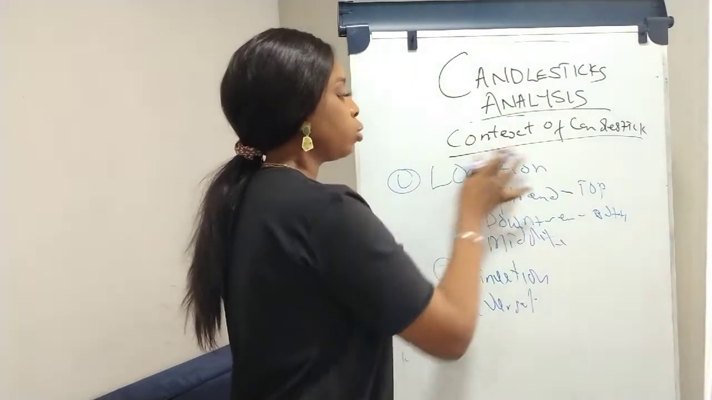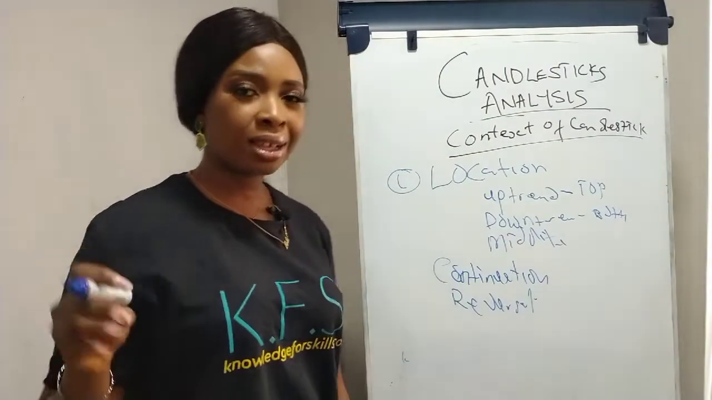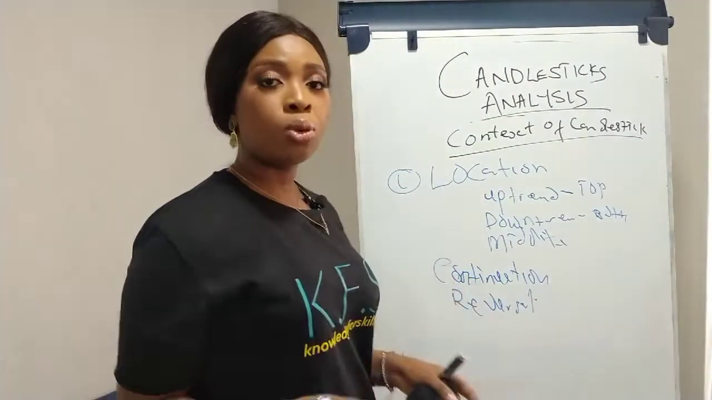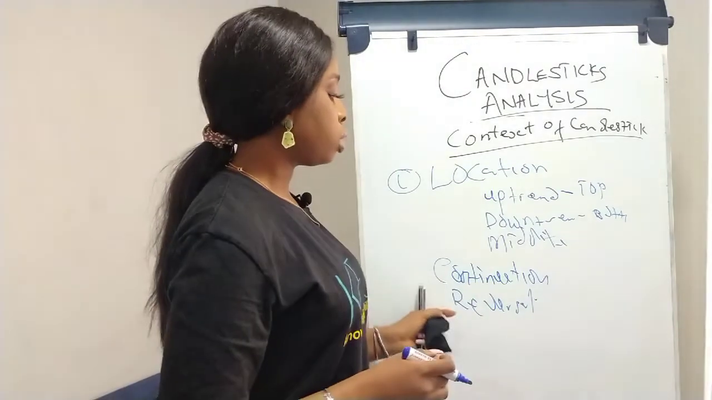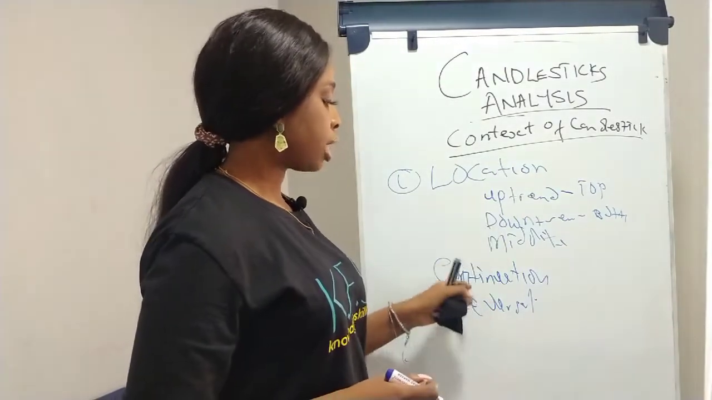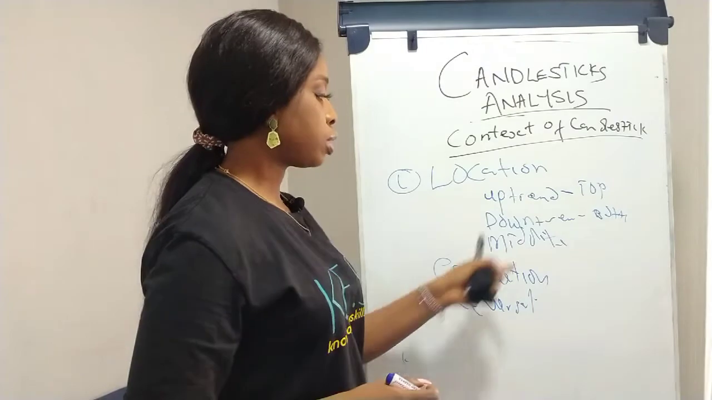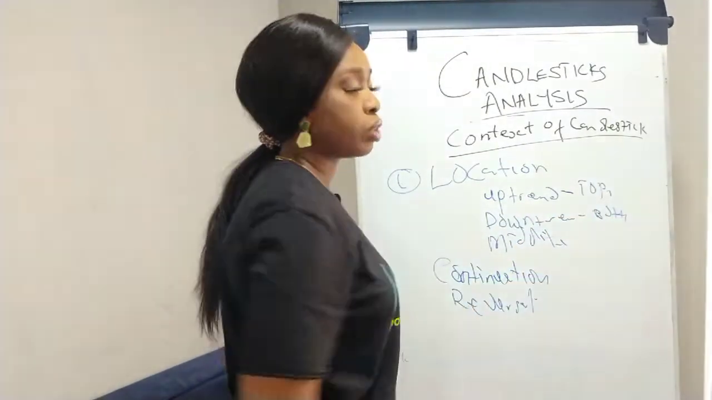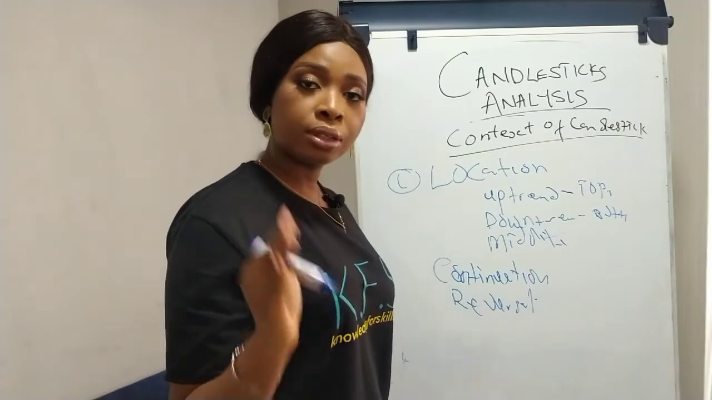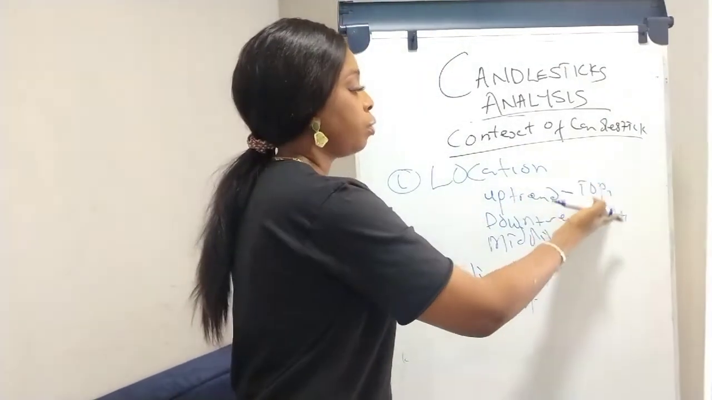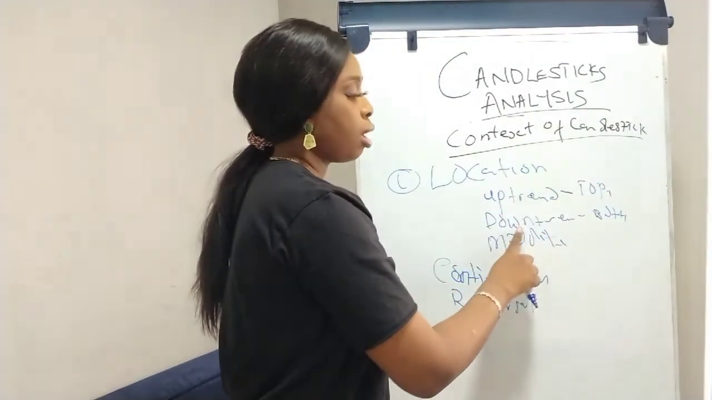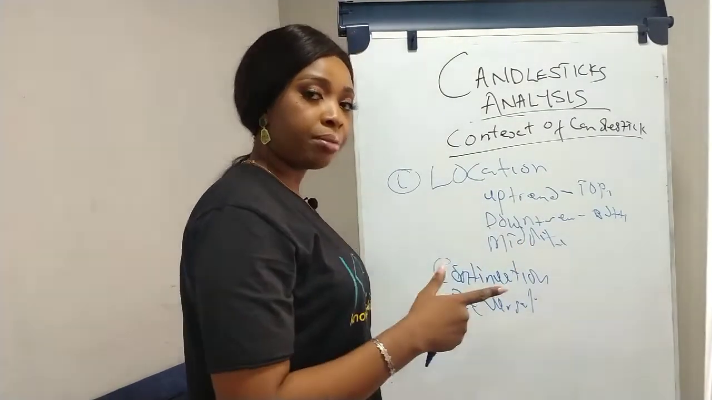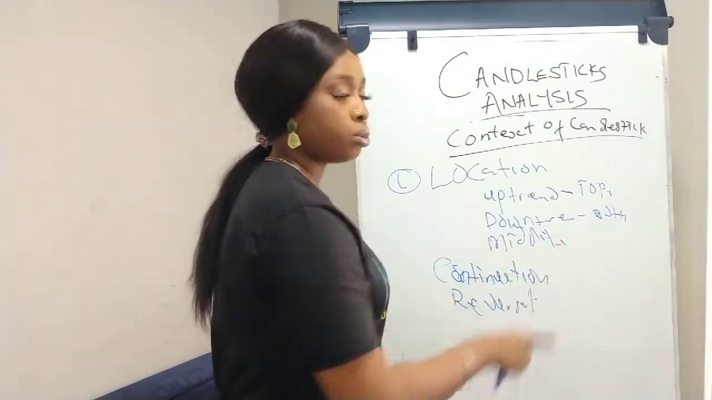So knowing the location where a particular candlestick is supposed to be would actually let you understand if this is a continuation or a reversal. If it's at the top of an uptrend and the right candlestick is there, it's signaling a reversal to a downtrend. Or if it's in the middle of the trend and the right candlestick is there, it is signaling a continuation.